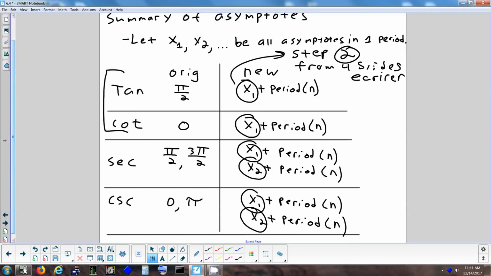Does everybody have the table? You really, for secant and cosecant, you could just put a bracket like that and just point. You only have to write it once because it's the same thing. Same thing here. Just put a bracket like that and just put it once.